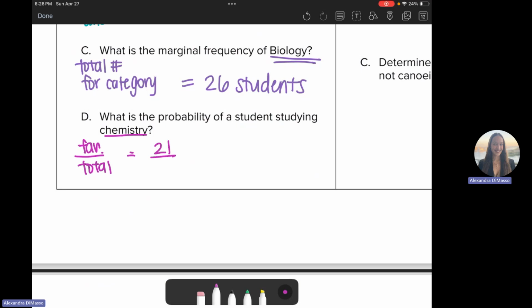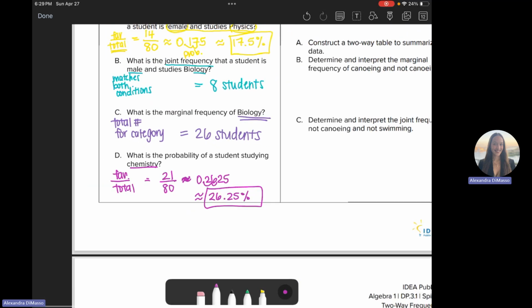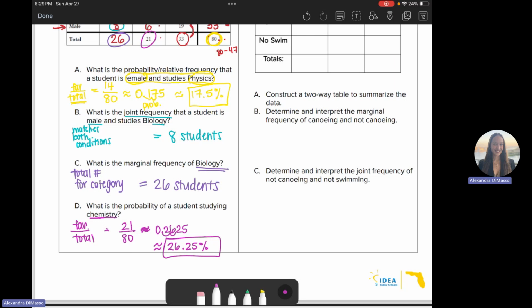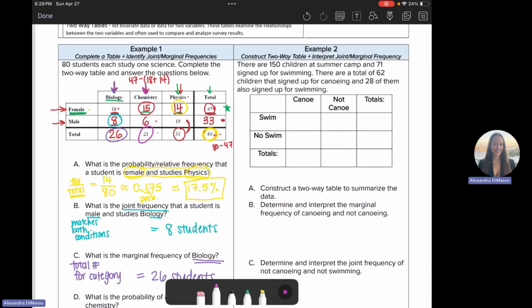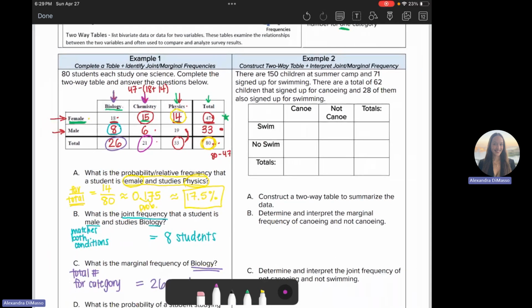And then how many people were there in total, my sample size? There were 80 people. So my probability, because this is not exact, is about 0.2625 as a probability. But if I want to make that into a percent, I just move the decimal 2 to the right. It's about 26.25%. So the hardest part here is just making sure you're reading the question really carefully, because I think this part is not that bad. To me, I just kind of view it as a puzzle, okay?